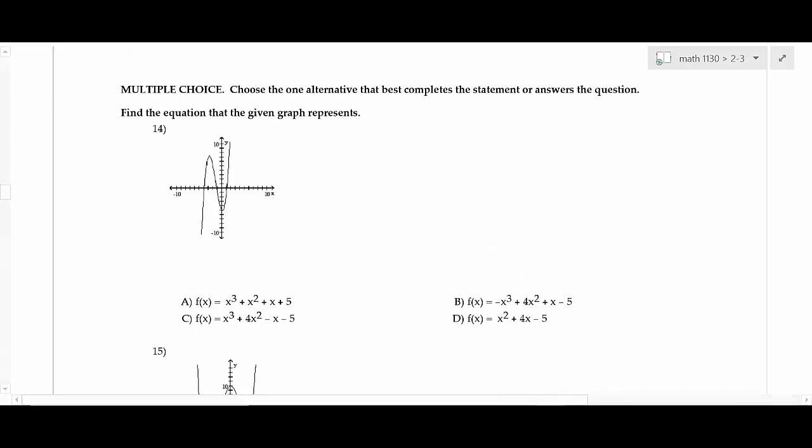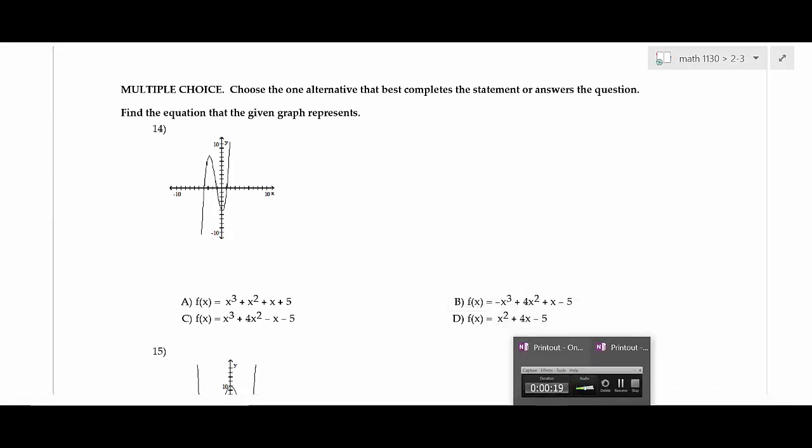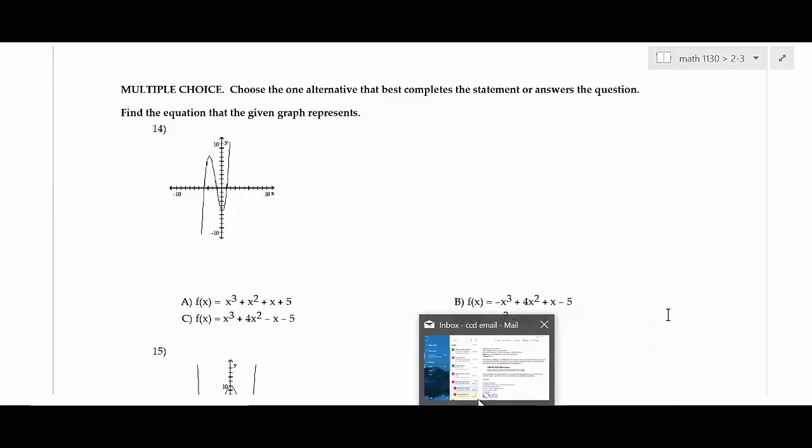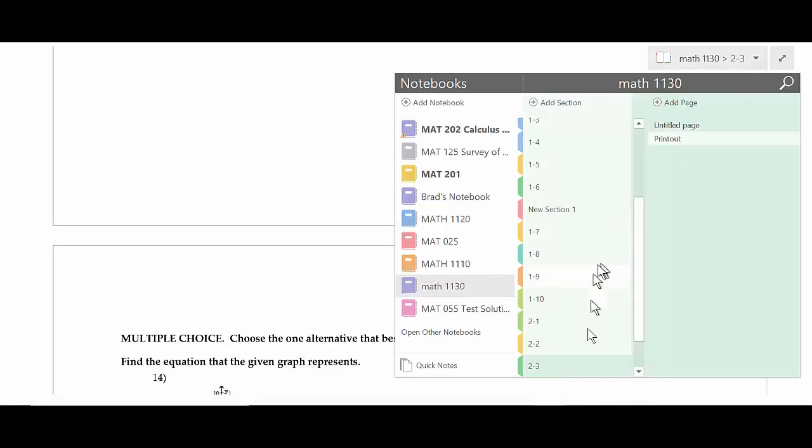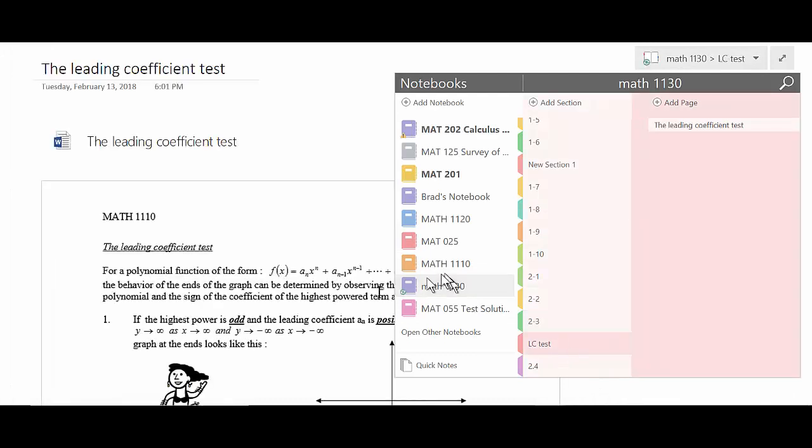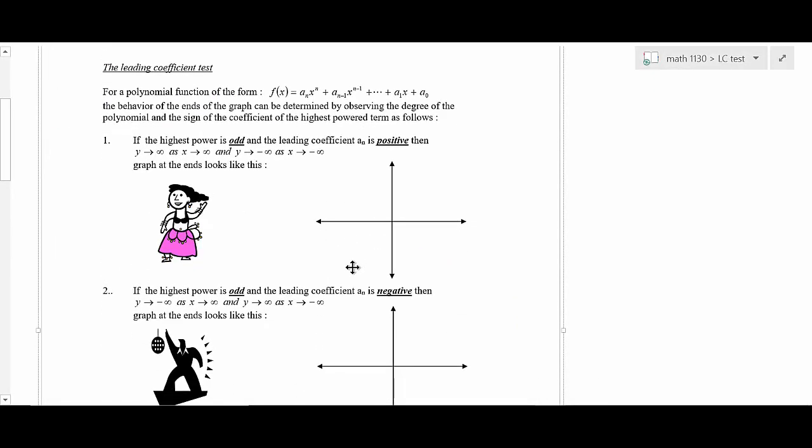Now, I think didn't I give you a handout with these dancer figures on it? Yeah, so I need to load that up before I go through this. So this is called the leading coefficient test. And what this does is tell you how polynomials look. So what I'm going to have you do is write an example of each one. If the highest power is odd and the leading coefficient's positive, then it does what that dancer does.